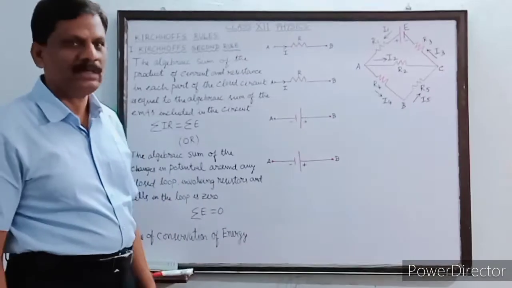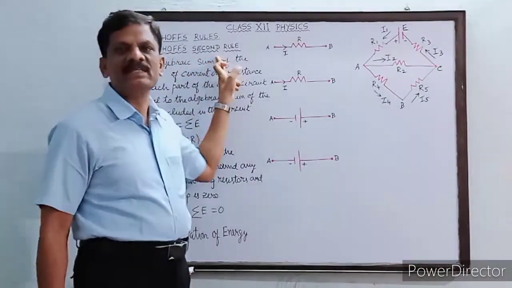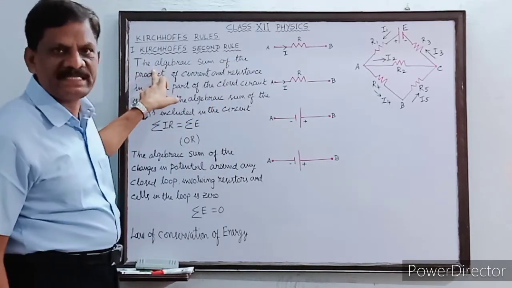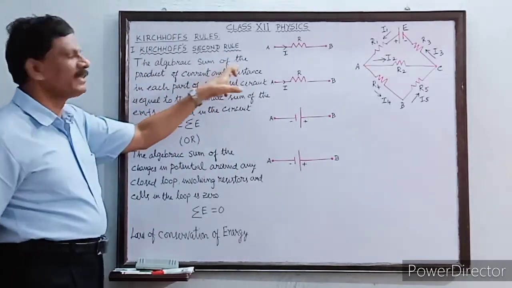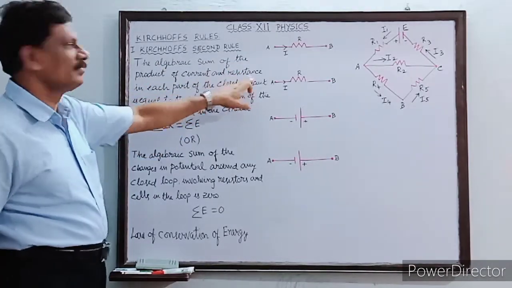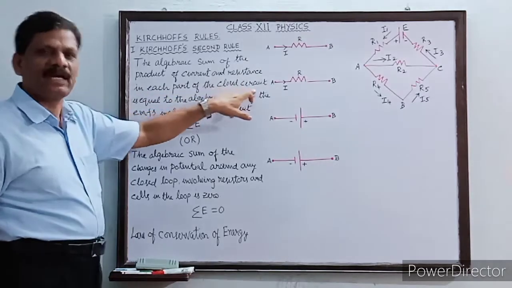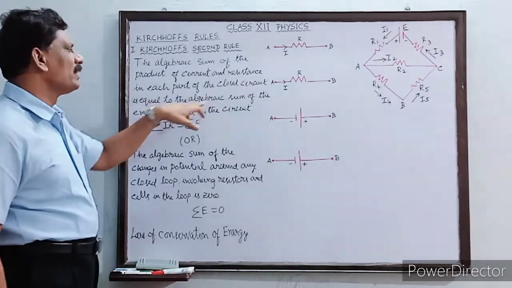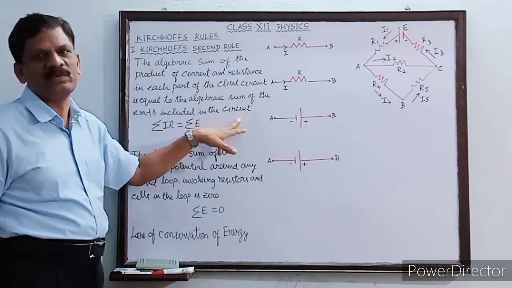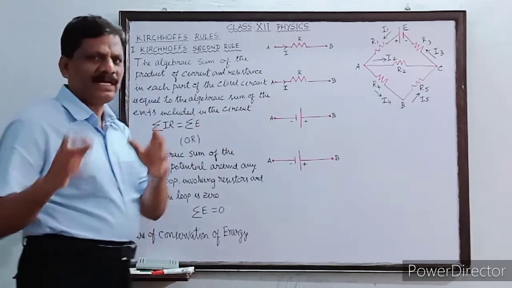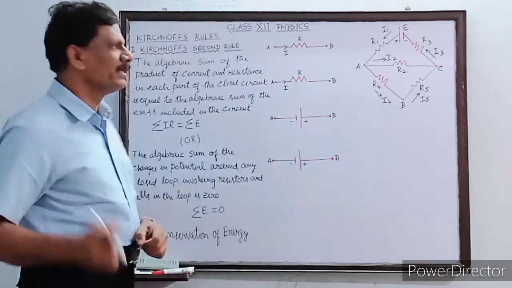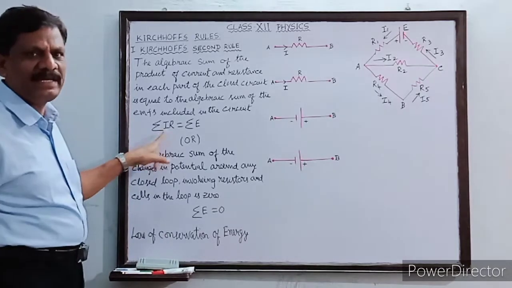Kirchhoff's second rule. Kirchhoff's second rule is also called Kirchhoff's voltage rule. First we will read the statement. The algebraic sum of the product of current and resistance in each part of the closed circuit is equal to the algebraic sum of the EMFs included in the circuit. So what do you mean by algebraic sum of the product of current and resistance? Mathematically, that is sigma I into R.